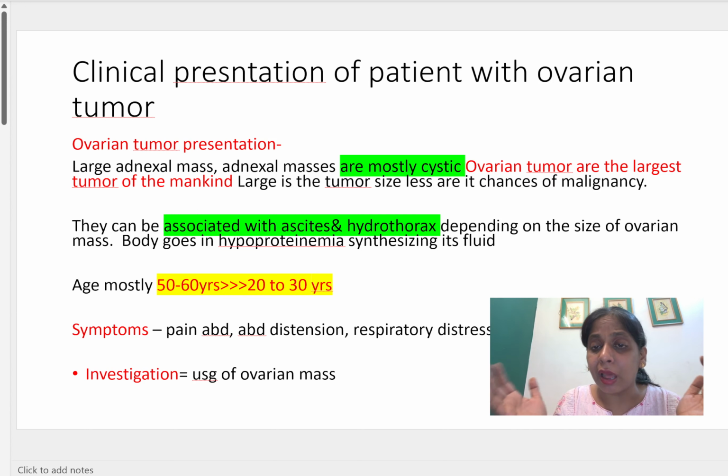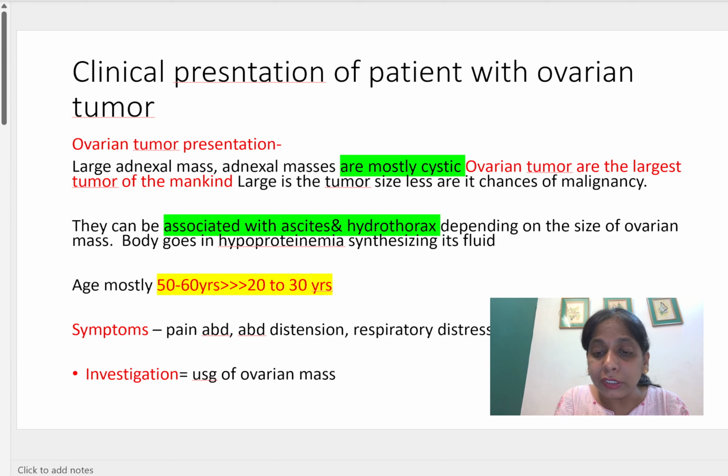So due to such a large content of the tumor, the patient suffers from hypoproteinemia, and due to that hypoproteinemia, along with the ovarian tumor, the patient also has ascites and pleural effusion or hydrothorax, you can say. So these findings are also seen when a patient is suffering from ovarian tumor.